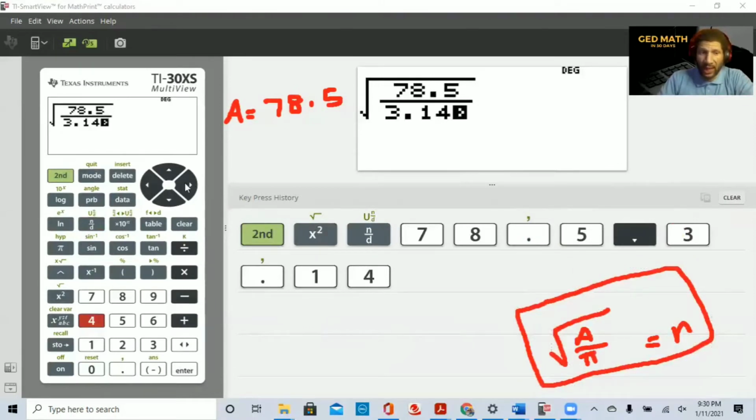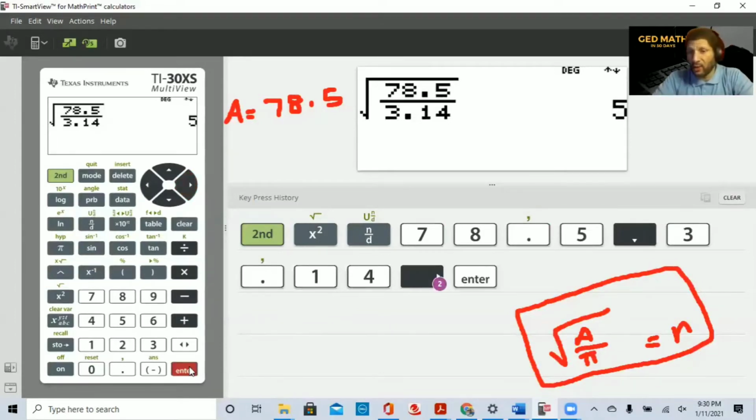Okay. We're going to get out of our fraction, hitting the right arrow. We're going to get out of our square root by hitting the right arrow. And we're going to press enter. So right away, what we see is our radius is 5.